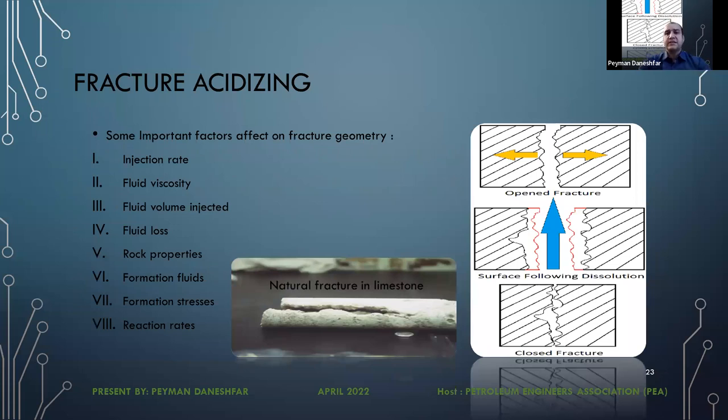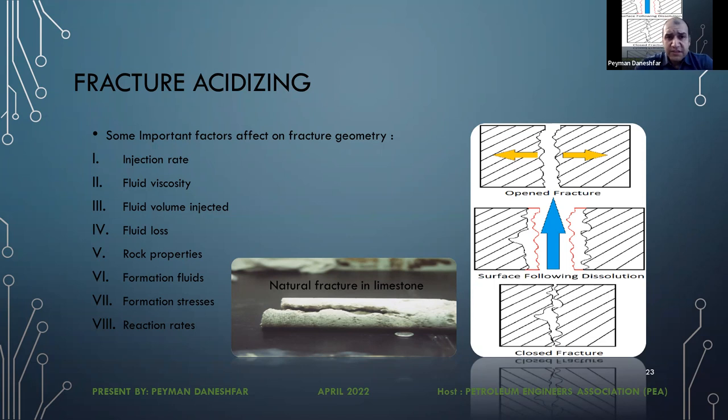Some parameters affect the fracture geometry. You can see here on the left one, this is a natural fracture in limestone. Guys, fractures usually and normally exist in carbonate formations, not in sandstones, okay? In a sandstone, you do hydraulic fracturing. But in a carbonate formation, you do fracture acidizing. Remember that.